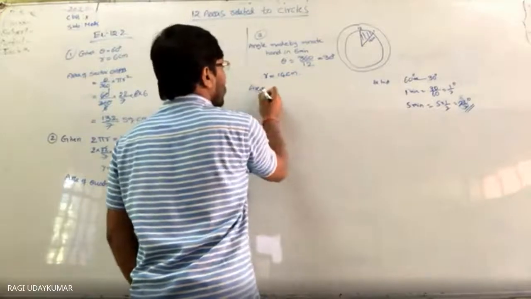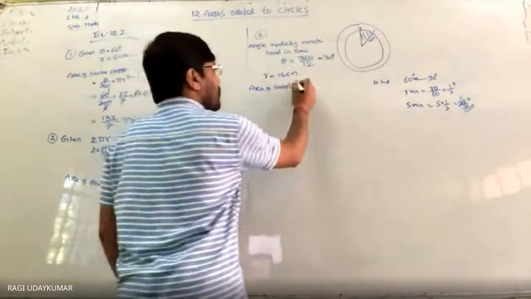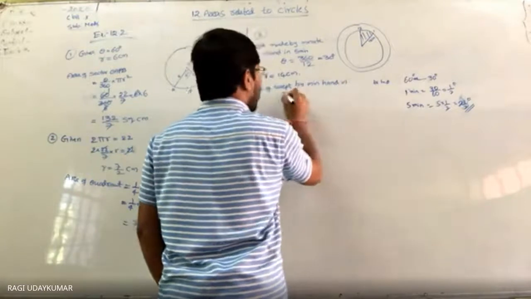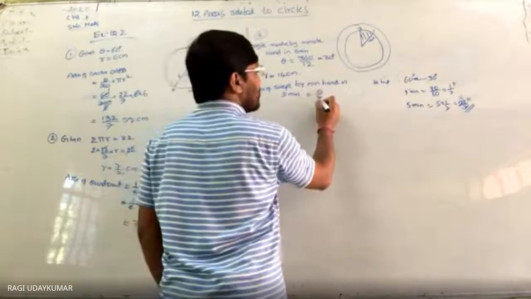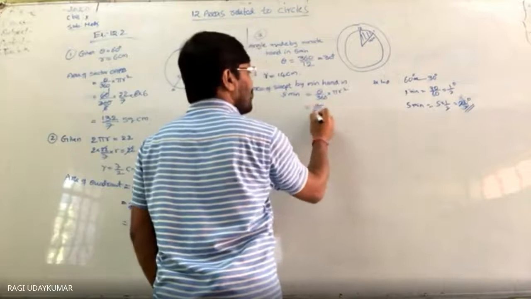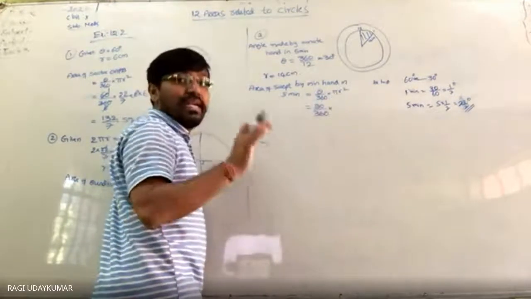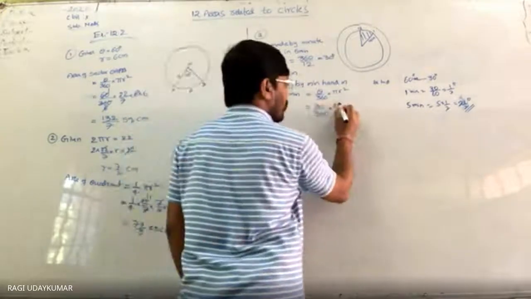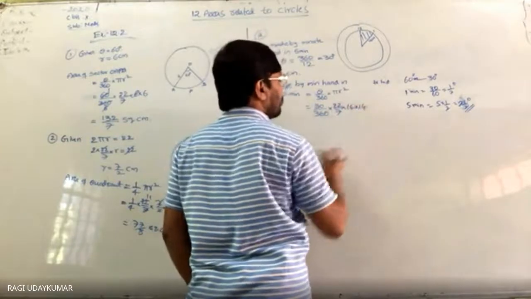Area swept by the minute hand in 5 minutes, in the same way as the question is given, you have to write. It is equal to theta by 360 degrees into pi r square. So theta is 30 by 360 into pi r square. Here pi should be taken as 22 by 7 until and unless it is given to take another value. They will give it in brackets after the question. So 22 by 7 and the radius is given here as 14 and 14.